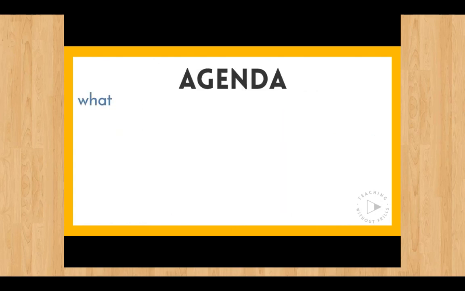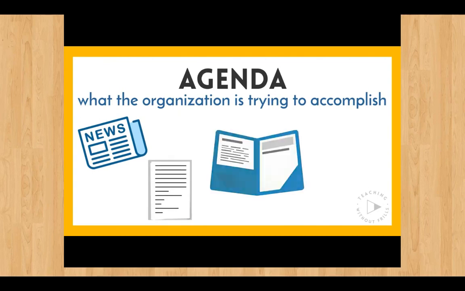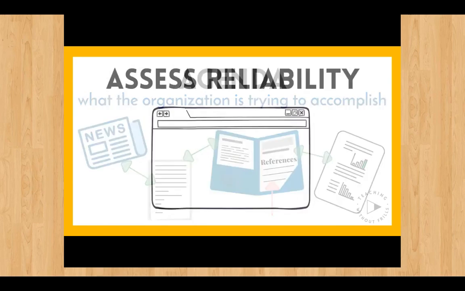An agenda is what the organization is trying to accomplish. It's important to recognize the agenda of an organization and seek a variety of sources on the same topic to find the objective truth. Look for common information between sources and references that provide evidence to verify authors' claims.